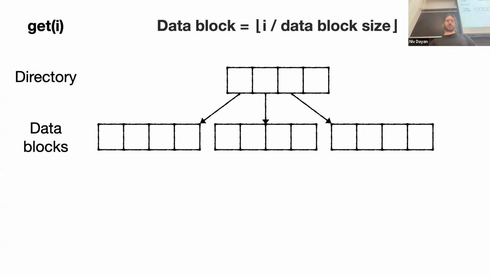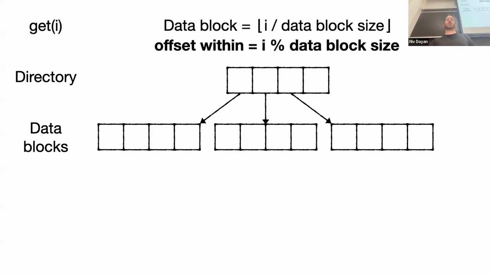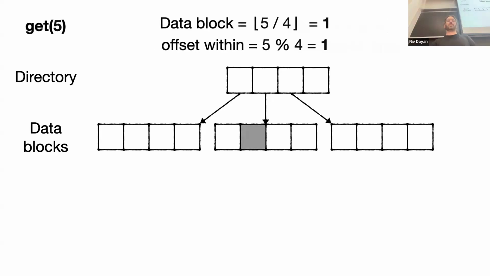Now, suppose that we want to do a get operation. To do that, we just divide by the data block size to find the data block that we need to go to. To get the offset within the corresponding data block, we do a modulo operation. Suppose, for instance, we want to get 5. This tells us that we need to go to the first slot in data block 1. So far, so good. It seems pretty easy.